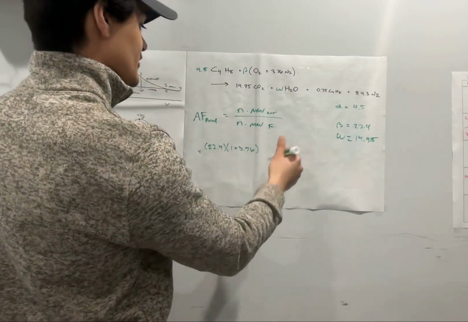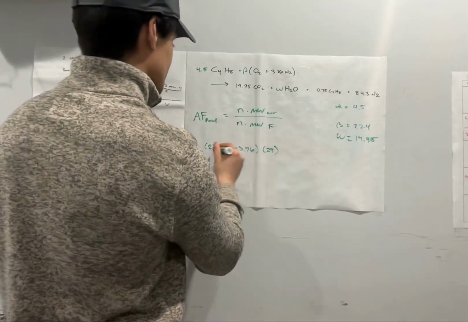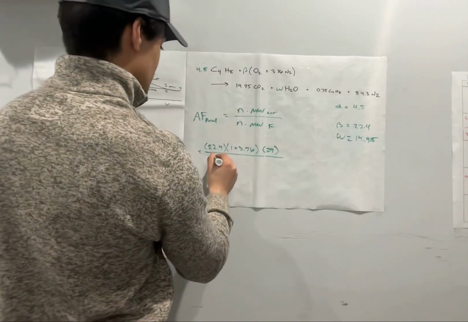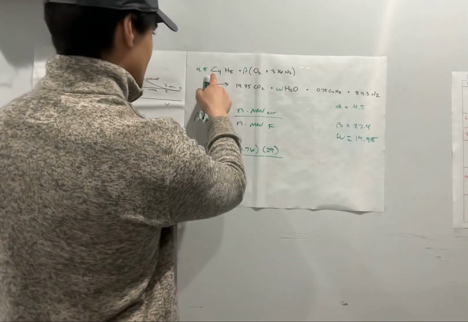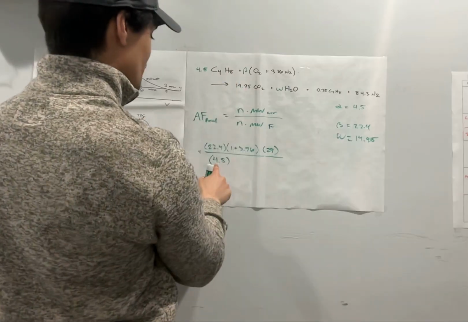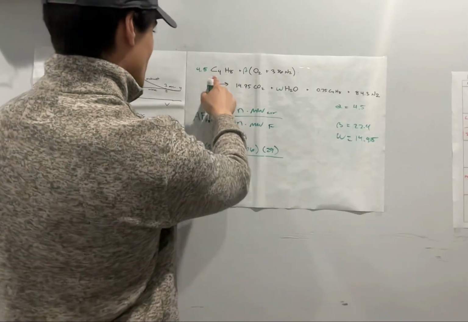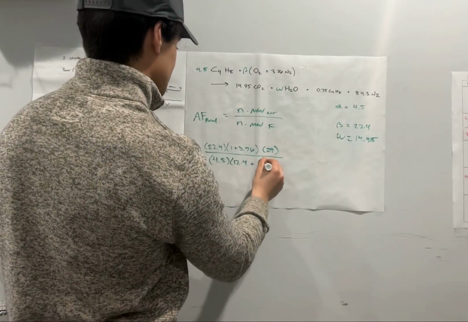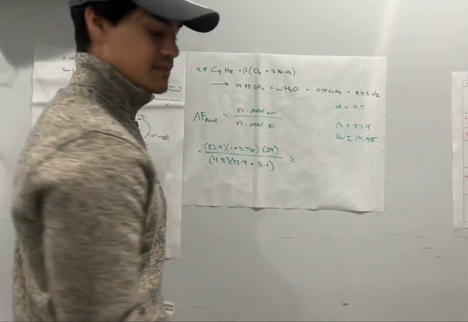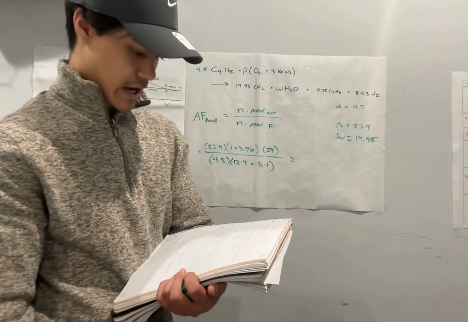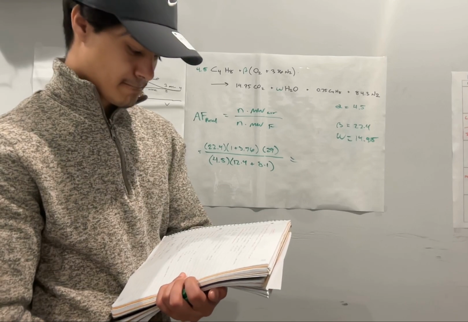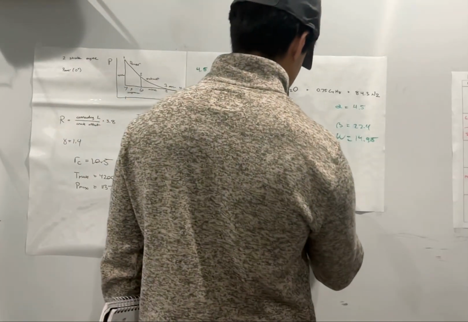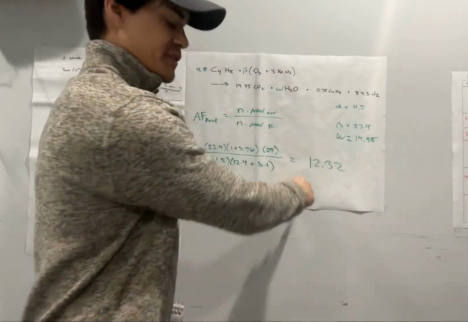And then the molecular weight of air is 29, so I'll put 29 here. The number of moles for the fuel is going to be 4.5 times the molecular weight of this fuel. The molecular weight of fuel is going to be 12 times 4 plus 8 times 1, which is a number, I guess, 12.32. So that's for your real case.